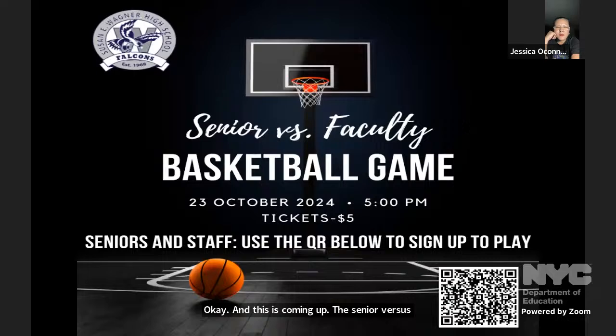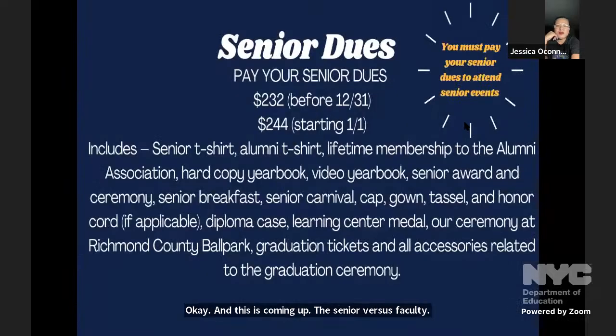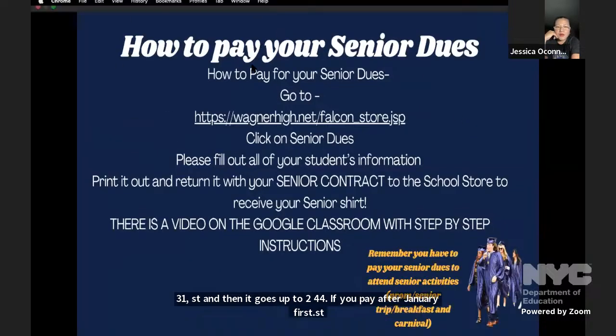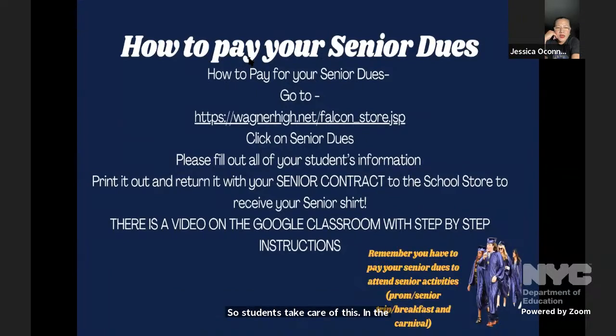And some information regarding senior dues. You get the early bird discount if you pay before December 31st, January 1st. So students take care of this in the senior store. They can also go to this website, and the contract that needs to be printed out is available on the Google Classroom with step-by-step instructions. And there's also copies available at the senior store as well.